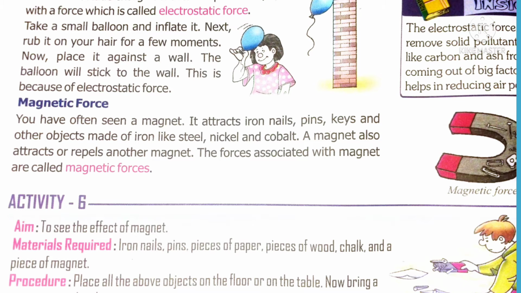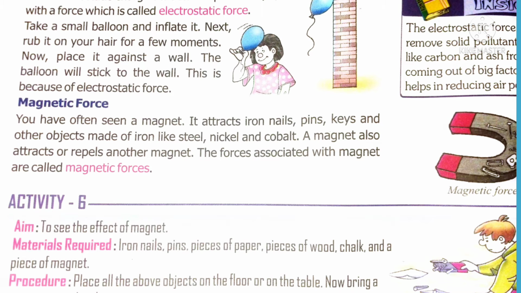Next comes magnetic force. You know what a magnet is? It may be U-shaped or horseshoe-shaped, there are different shapes. It attracts iron nails, pins, keys, and steel, nickel, cobalt metals. The north poles of two magnets repel each other, and unlike poles, the north and south poles of two different magnets, attract each other. This is all because of magnetic force.